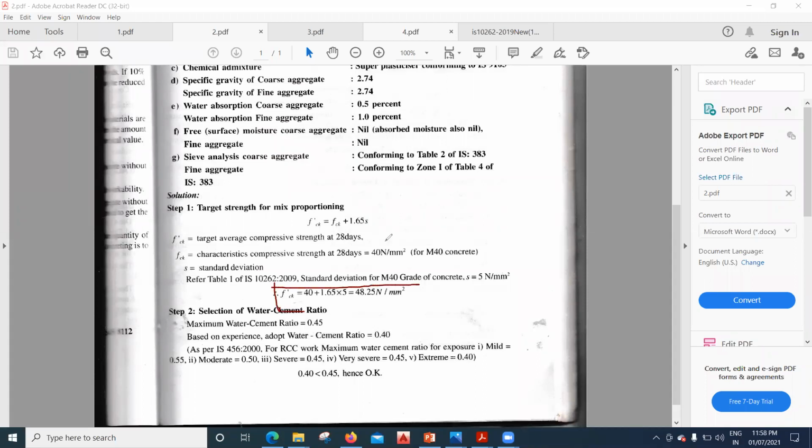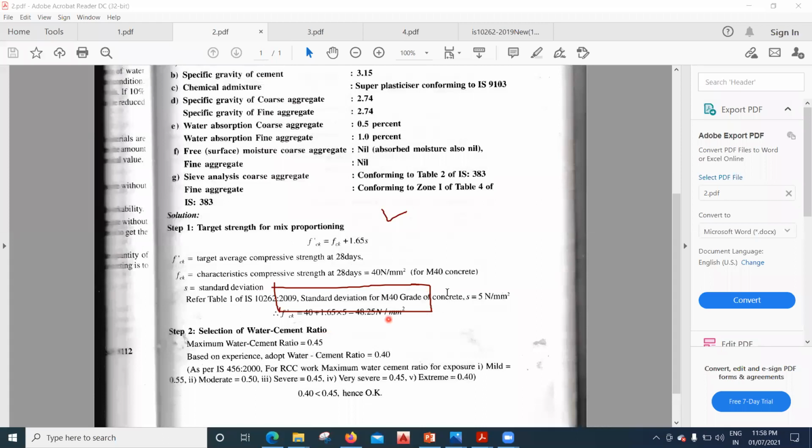See what I'm trying to explain. f'ck is equal to fck, which is 40, plus 1.65 into s, where s is the standard deviation. Now, from where do you get this standard deviation? We have to see the values for standard deviation. For that, give me a minute, I'll open that.